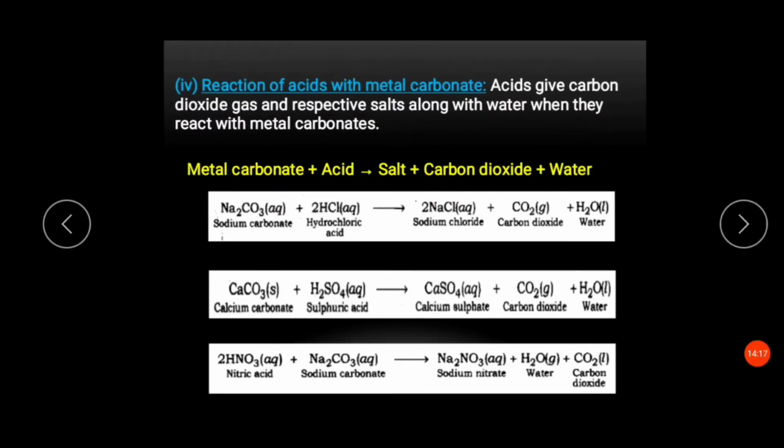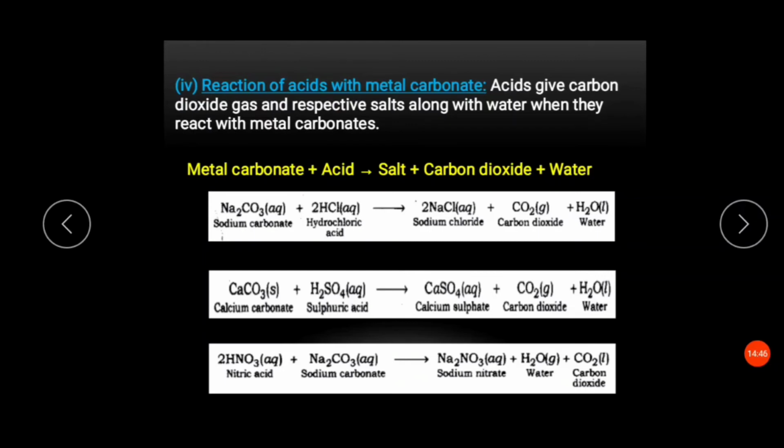Another reaction of acid is with the metal carbonate. Metal carbonate reacts with acid to form salt, carbon dioxide and water. Okay, so the acid gives carbon dioxide gas and respective salt along with water when they react with metal carbonate. And this is a simple reaction which depicts this whole reaction.